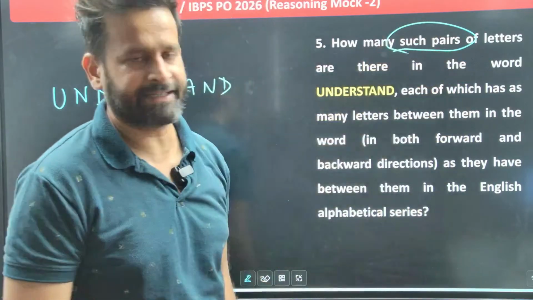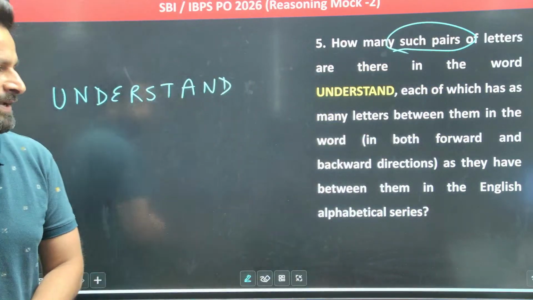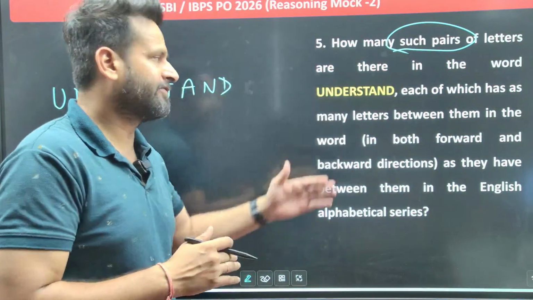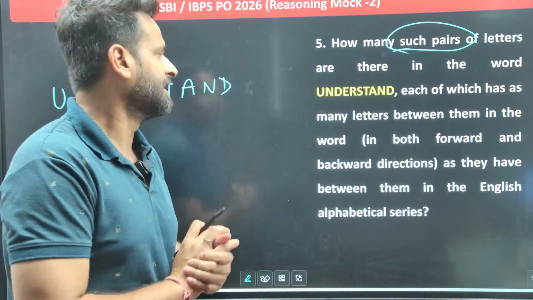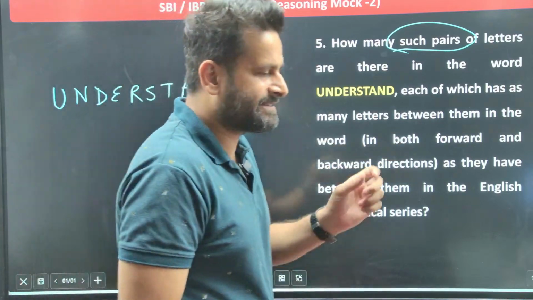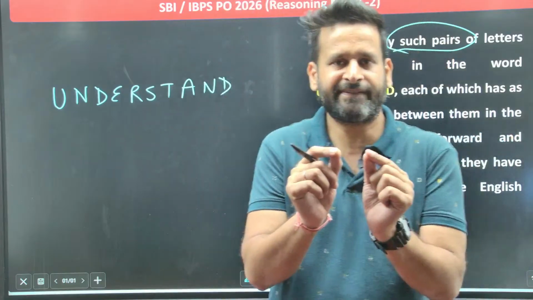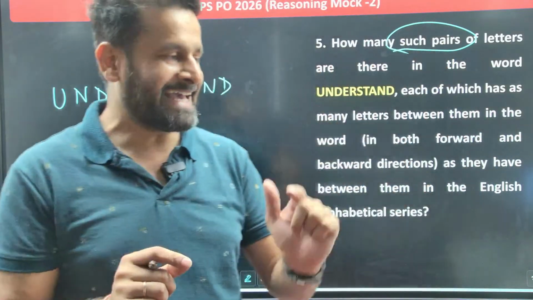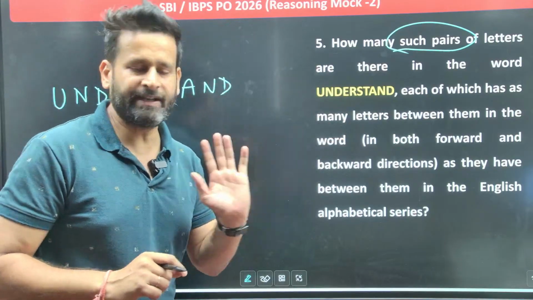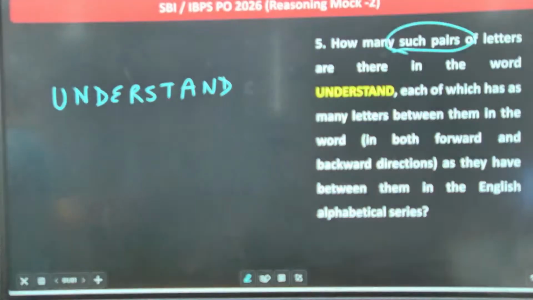So I'll give you 30 seconds. Find out the number of pairs. You know very well how many. What is this type of question? I will make you understand also. Do not worry. Both in forward and backward direction they have the same letters. So a pair is a combination of two letters which have the same number of letters between them in this word as they have in the English dictionary order. Simple. We will understand it. Do not worry.